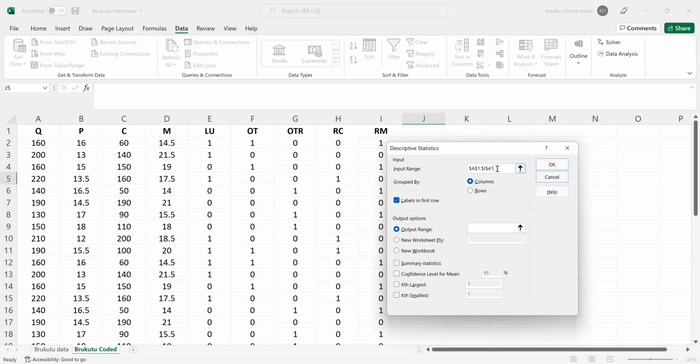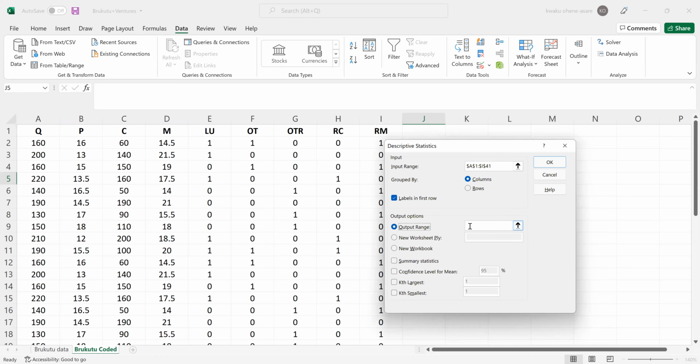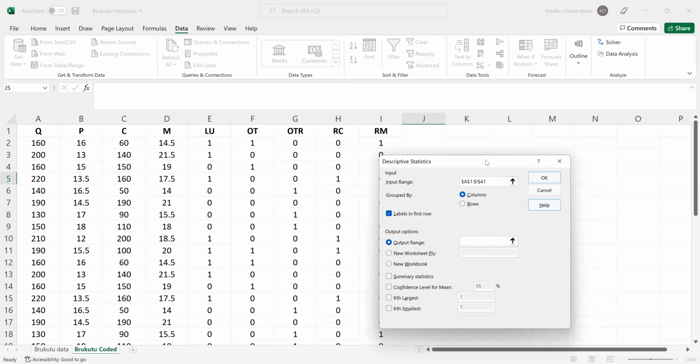When you are done, take the next level, which is labels in first row. And then when you are done, click the next one, which is output range. Once you click on output range, there's a white space to the right of output range. Click that white space. That white space will let you choose where you want the results to be. I want the results to be in J1. So while the cursor is blinking in the white space of the output range, just click on J1.